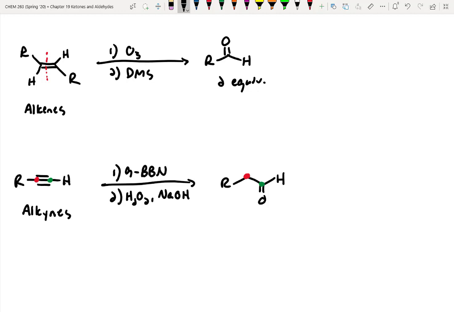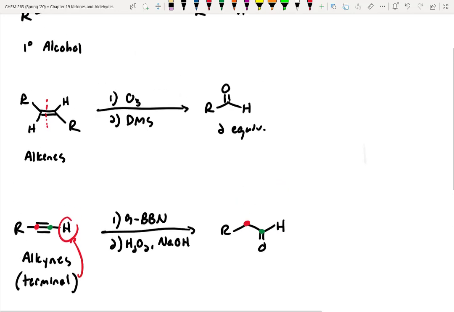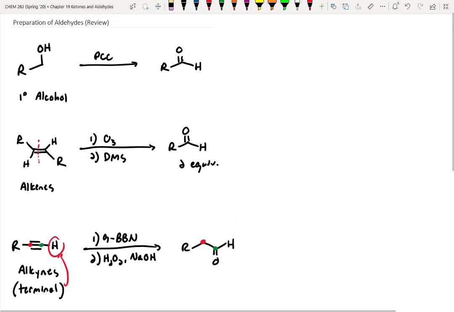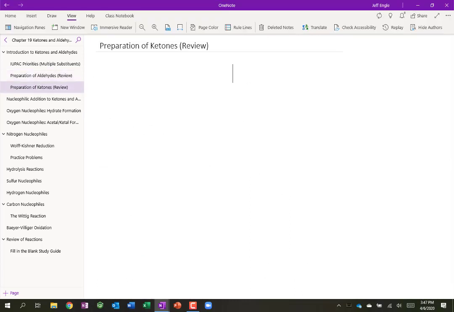This really only works if it's a terminal alkyne. And a terminal alkyne basically just means it has to have this proton dangling off the end because we need to have that proton in order to create an aldehyde. All right, so most of this is review from second quarter organic chemistry. But let's quickly jump into a review of ketones as well.